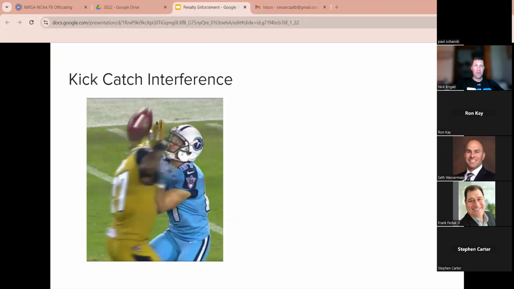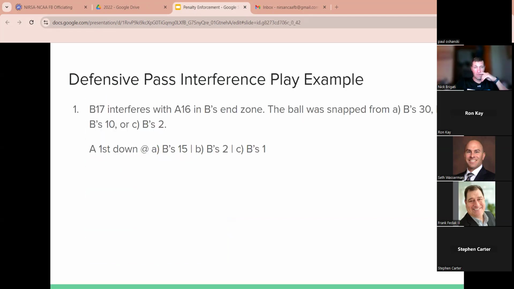So kick catch interference. For most kick catch interference fouls, it's 15 yards from the spot of the foul. Nick, quick question for you, sir. Yes, Billy D, what's up? So if we have a foul that's inside of 15 yards, that's a spot foul, right, for pass interference? Correct. So at that point, we would not be going from the previous spot. It would be placed at the spot closest to, between the hashes, close to where the foul occurred. Yes, that is correct. All right. Just want to make sure we're clear with that.